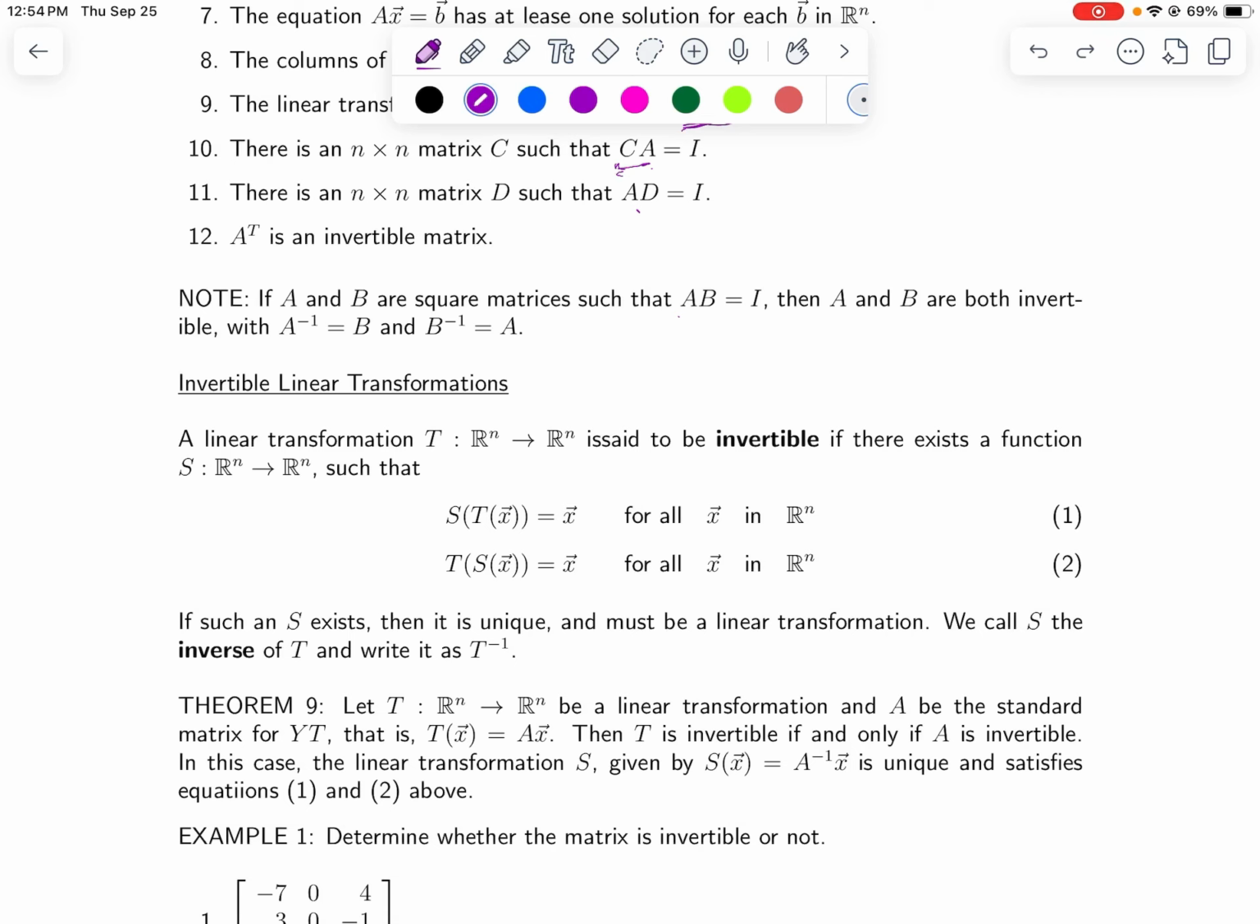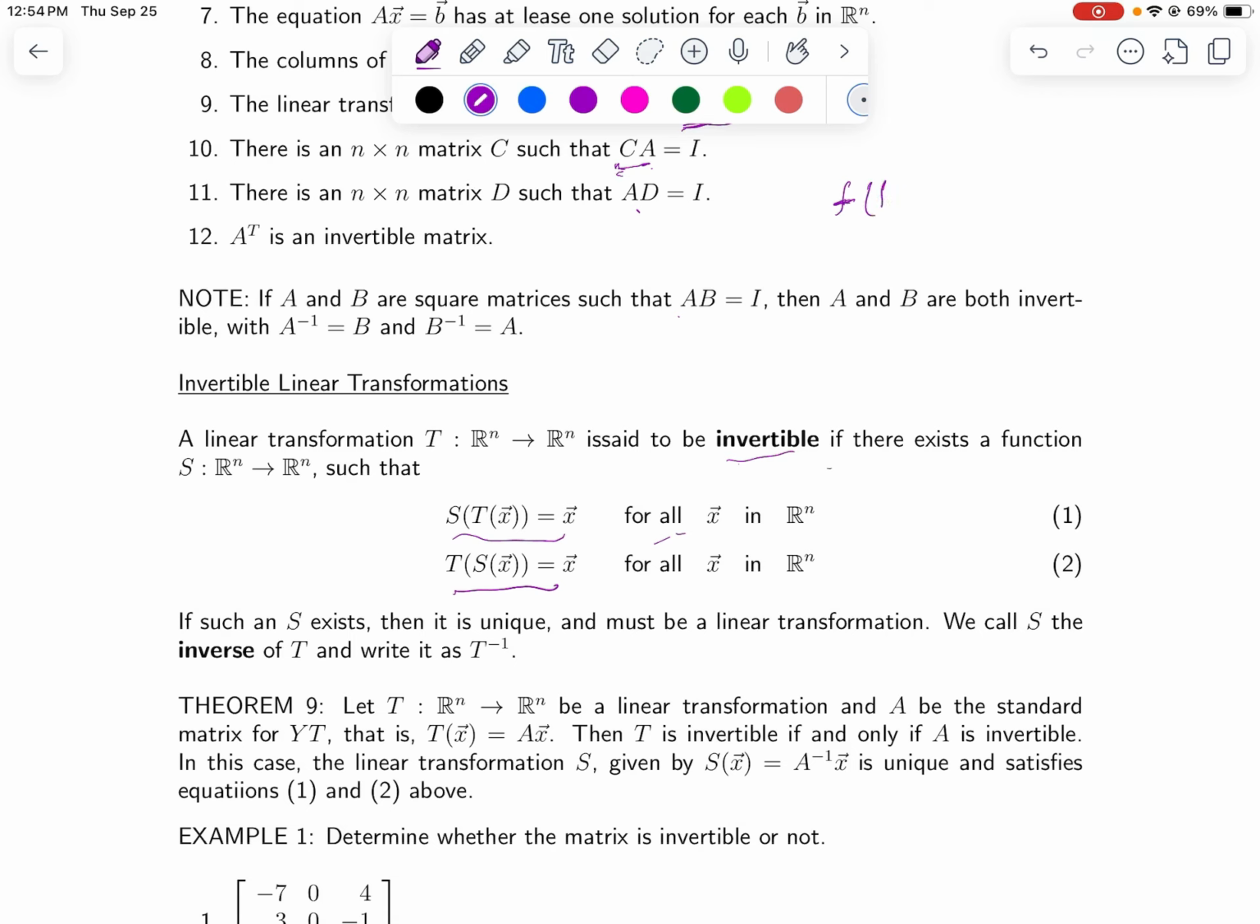Notice here that this is the same. In previous cases in section 1.9, we had Rm to Rn. But in this case, we are talking about square matrices because we want to involve invertible matrices here. So a linear transformation from Rn to Rn is said to be invertible if there exists a function S from Rn to Rn such that S of T of x is equal to x and T of S of x is equal to x for all x in Rn.